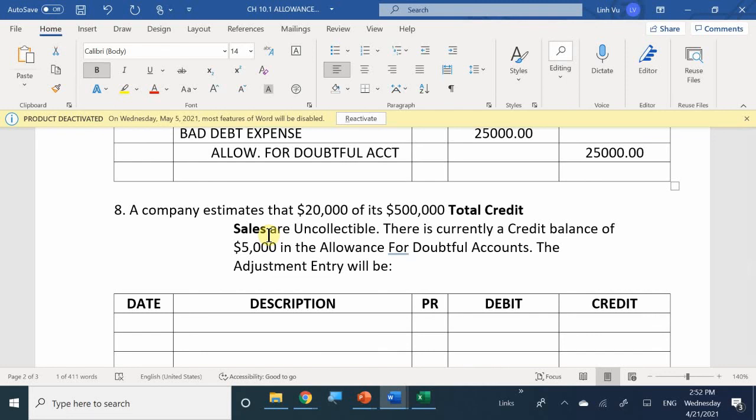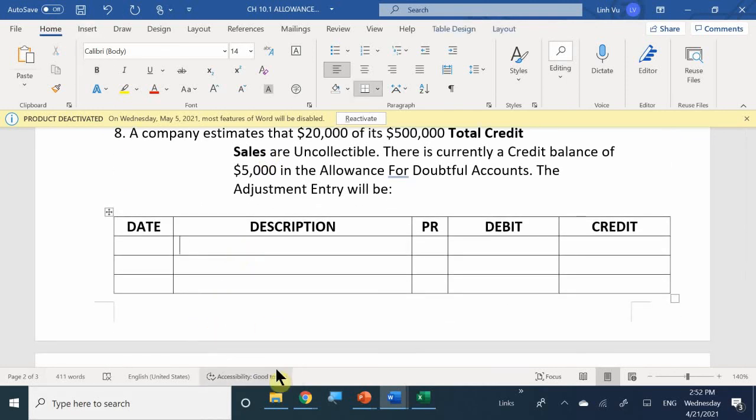The adjustment entry should be... The amount will be 15,000.